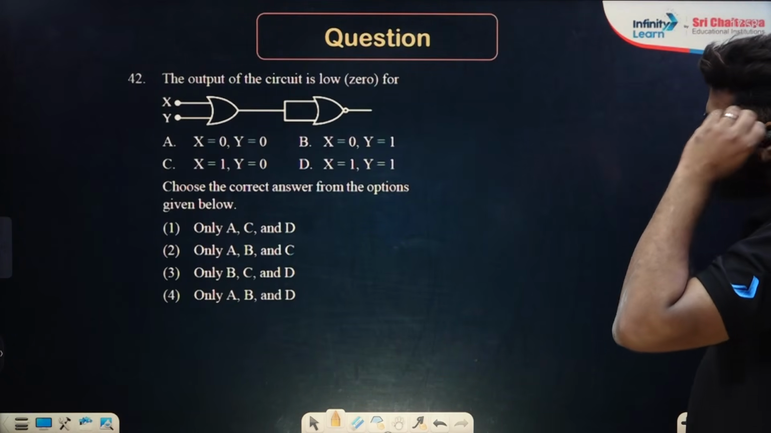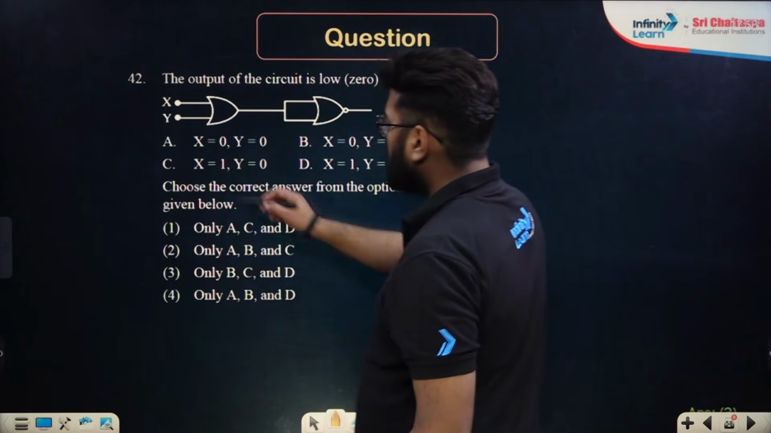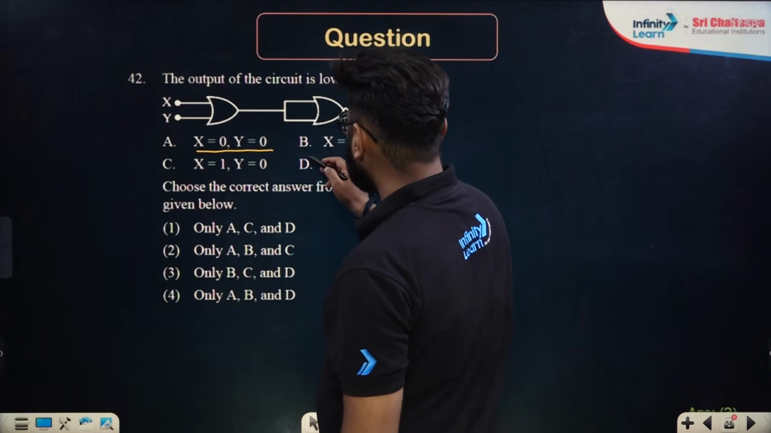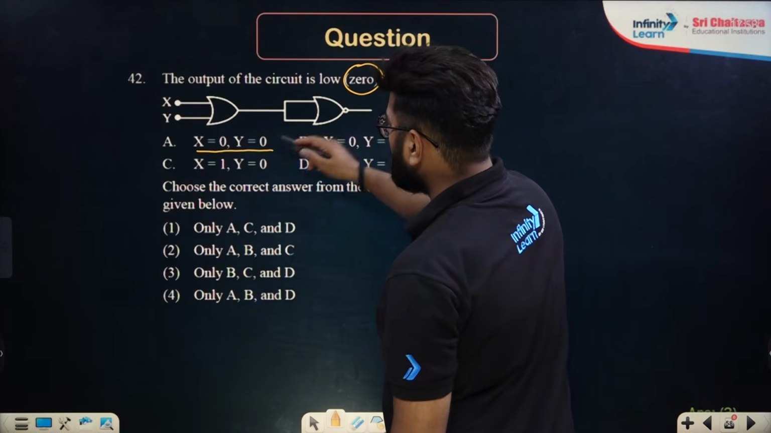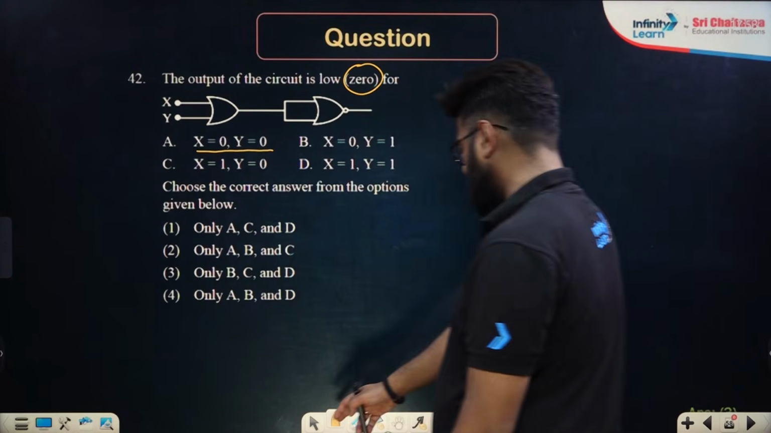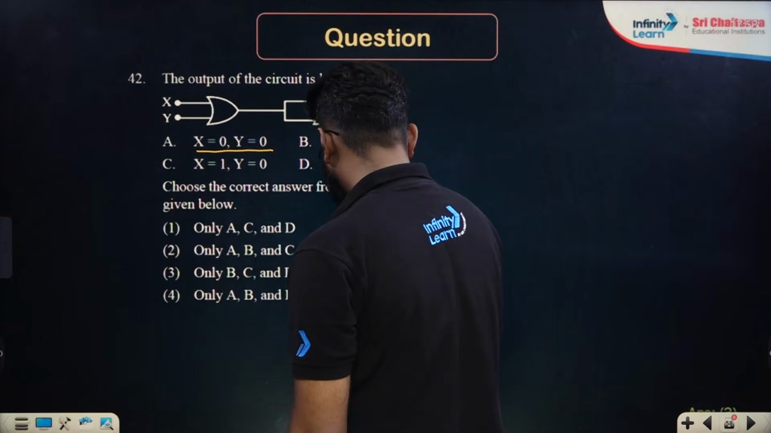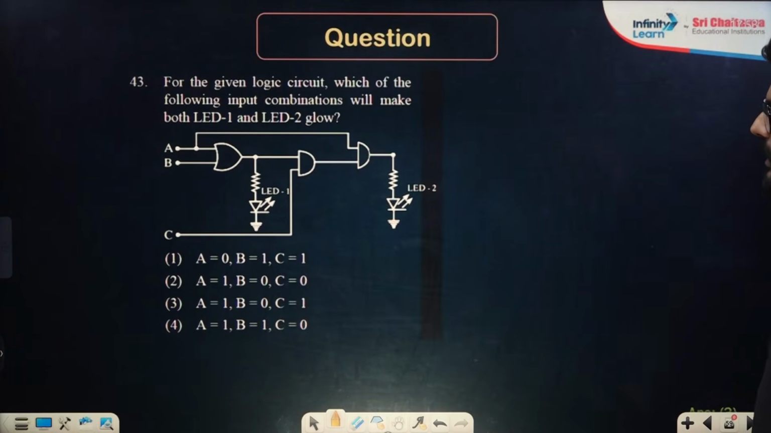The output of the circuit is, this is just a simple truth table. So you can keep this input over here and find out where the output is 0. If you keep this, for this the correct answer is option number 3, correct? Yes, it is 3. Next, again the same thing.